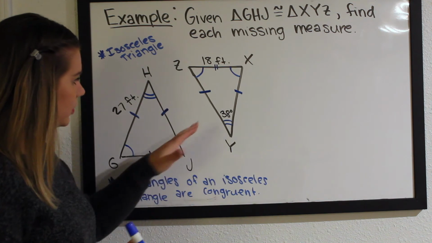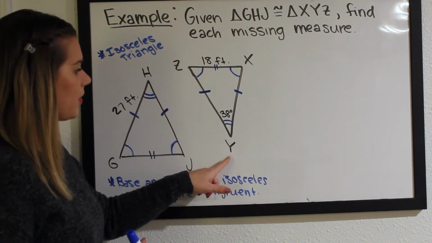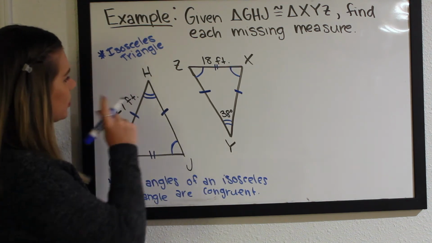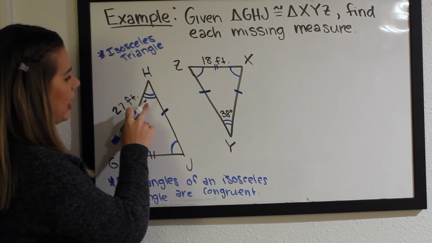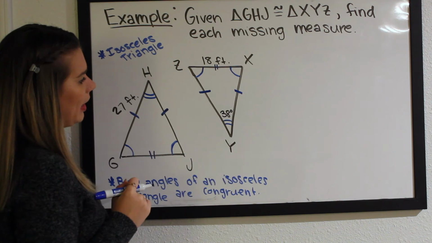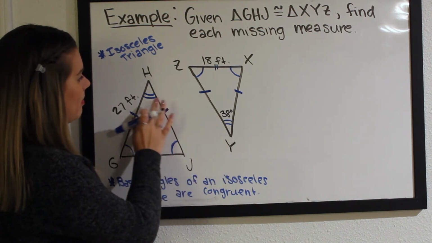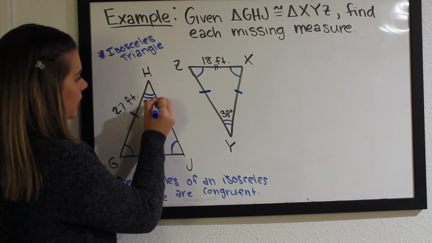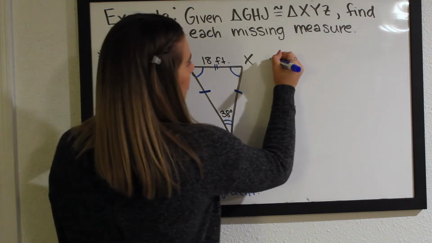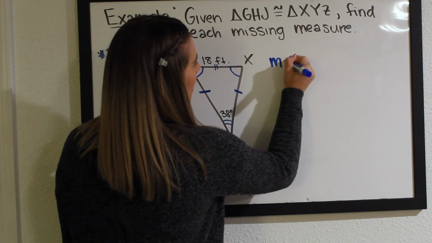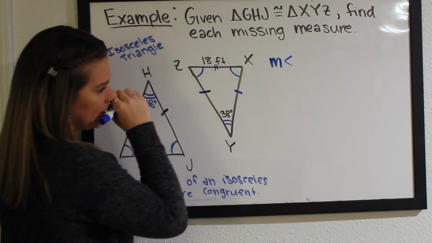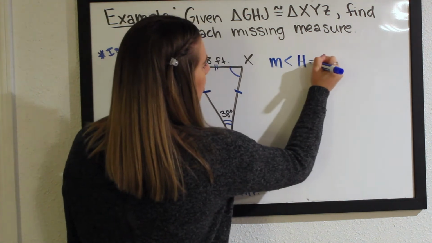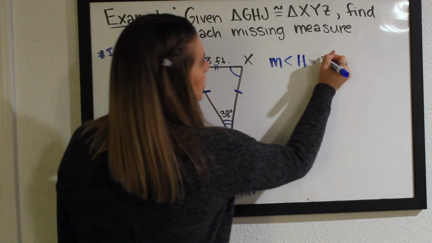First off, I know that the measure of angle Y is 38 degrees. I also know that angle H is congruent to angle Y, so they should have the same measure. So the measure of angle H should also be 38 degrees. We would write that out as m angle H equals 38 degrees, where the little m stands for measure.